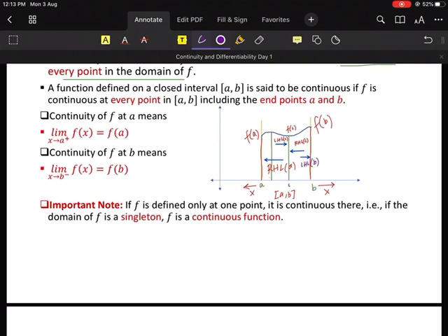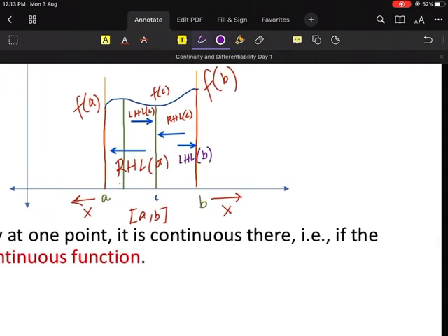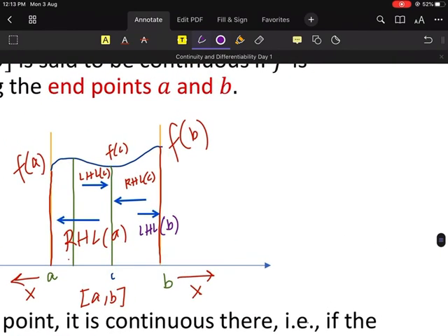Now, if f is defined at only one point, it is continuous there. That is, if the domain of f is a singleton, f is a continuous function. Now suppose a function is like this. If a function is a singleton, it means there is only one value. Am I clear?